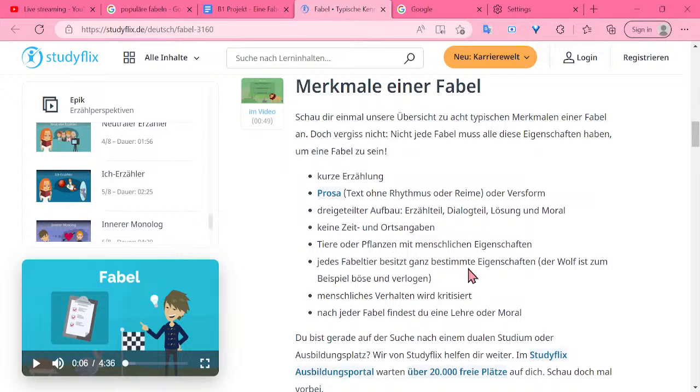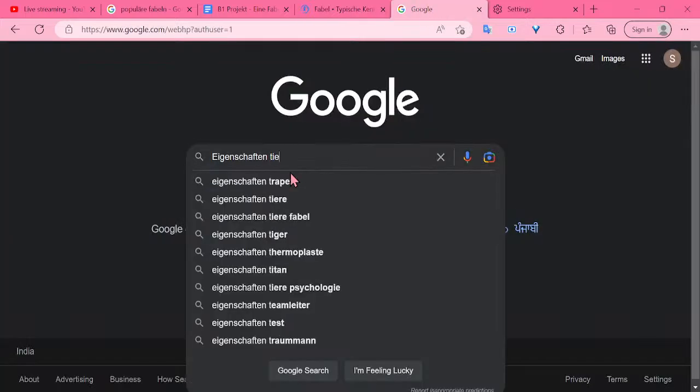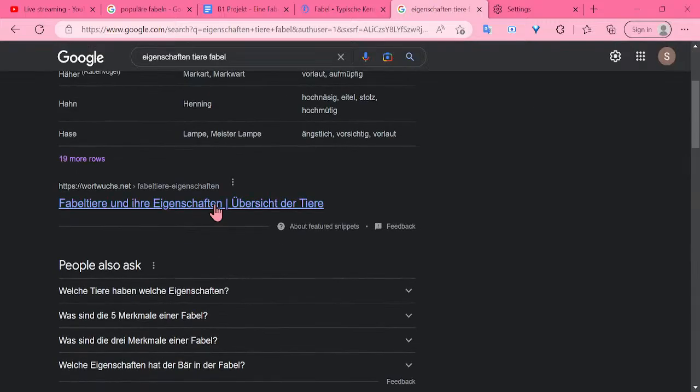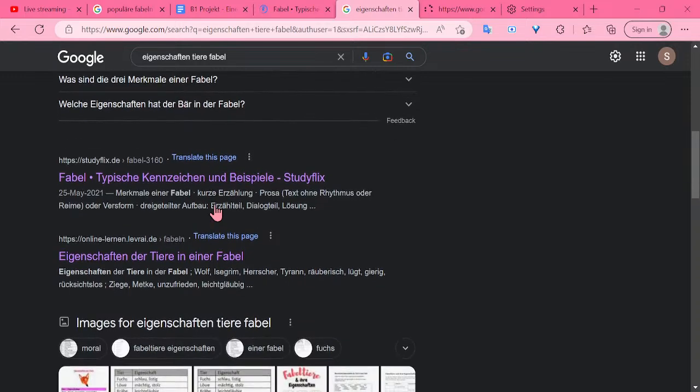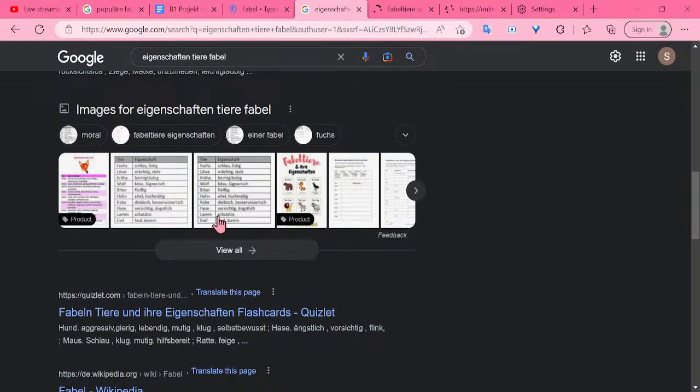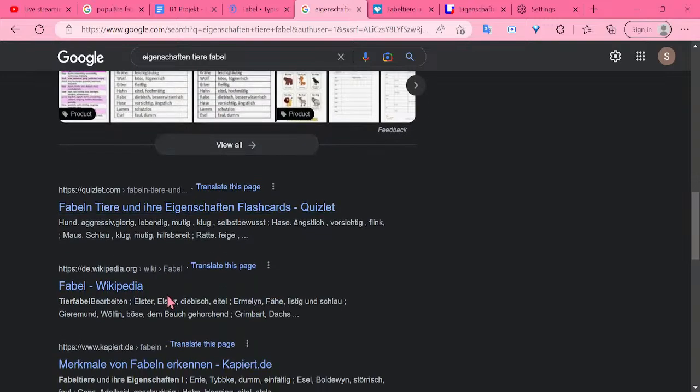They have fixed characteristics, and you can just put that into Google. That's what I would do: Eigenschaften, Tiere, Fabel. See, there's so much out there. If you're confused about which animal to pick, and you're not really creative, there's so much information if you go on Google.